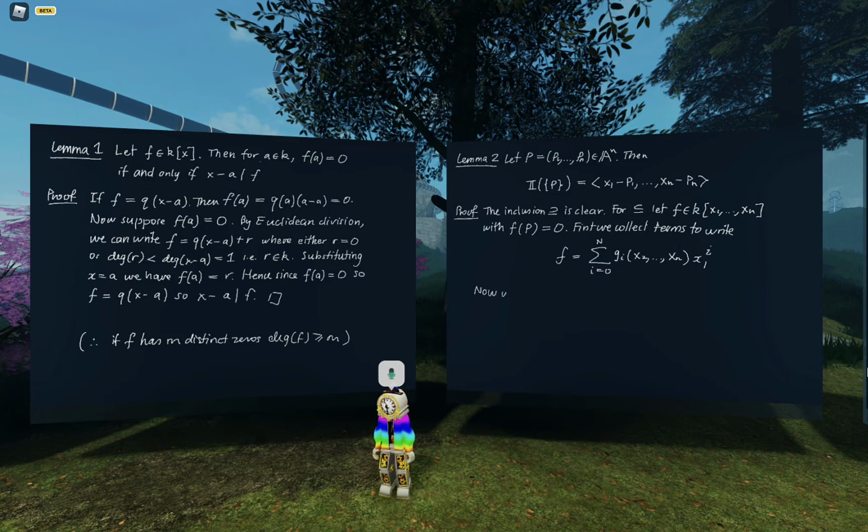All right, so now we run the division algorithm on f, dividing by x1 minus p1, treating x2 through xn as scalars. I think you have no trouble following what I mean by that.